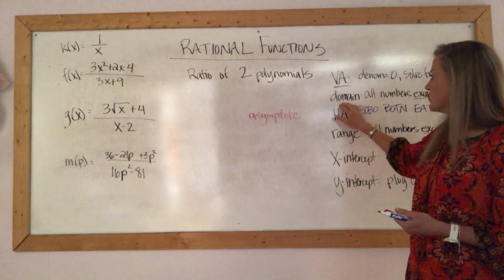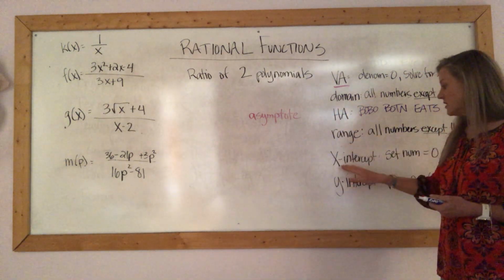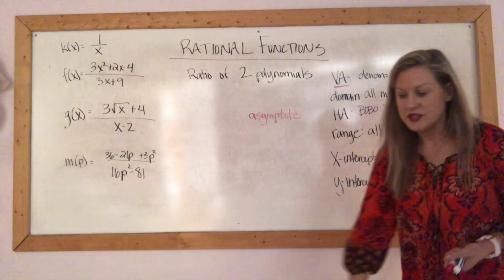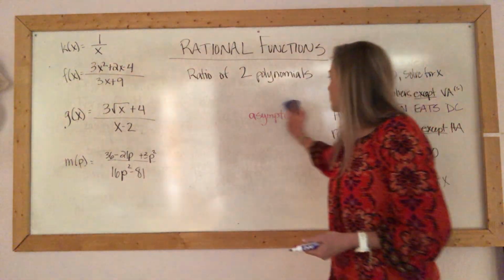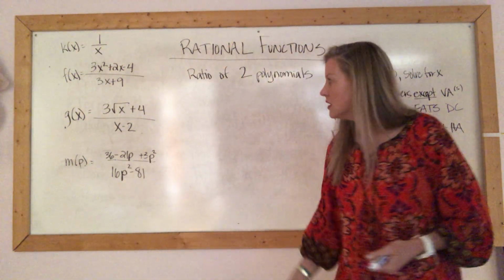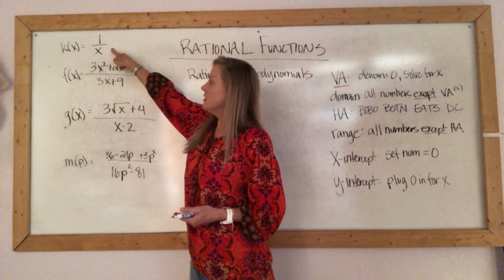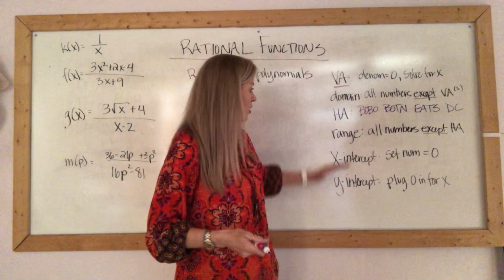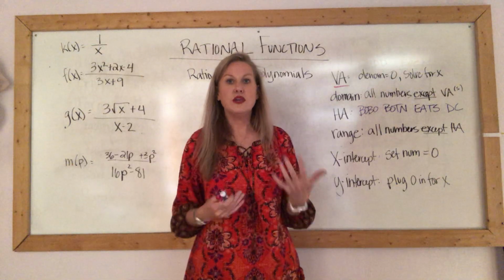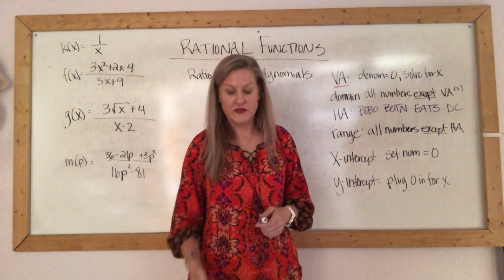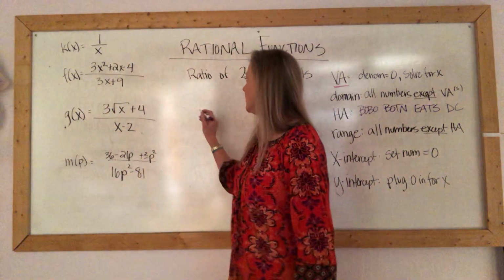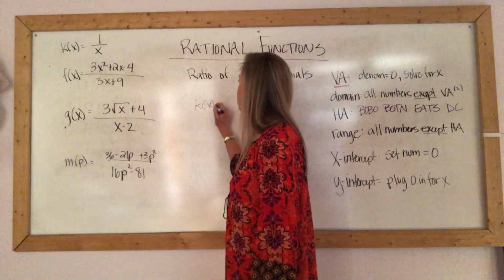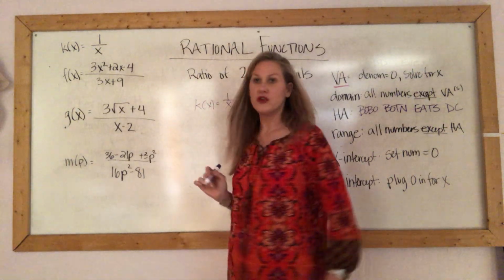We also are concerned about the domain and the range, the x-intercept and the y-intercept. So I will do this top one, k of x, and I will do this bottom one, m of p, to run through what you need to find and how to find it. So first of all, let's start with k of x equals 1 over x.